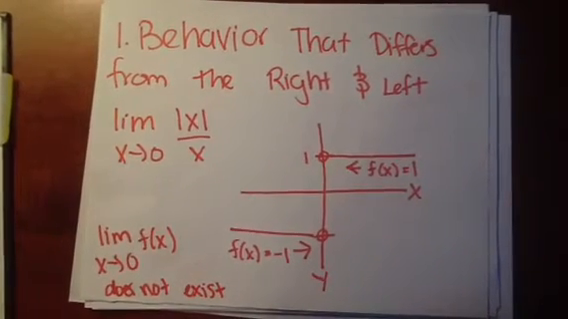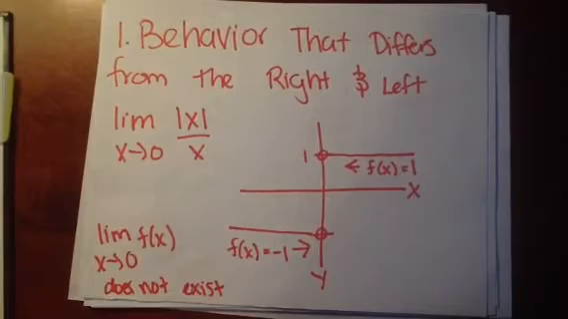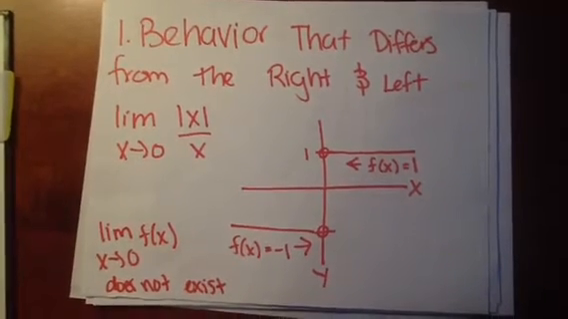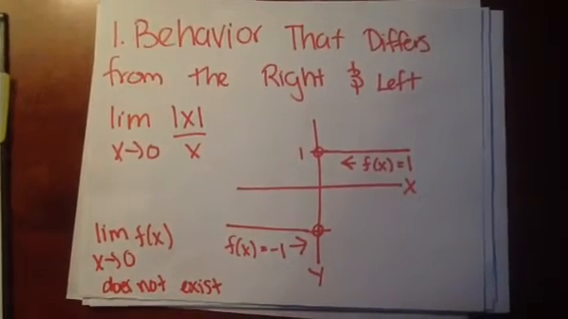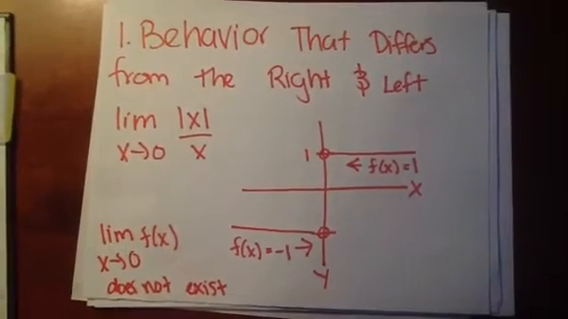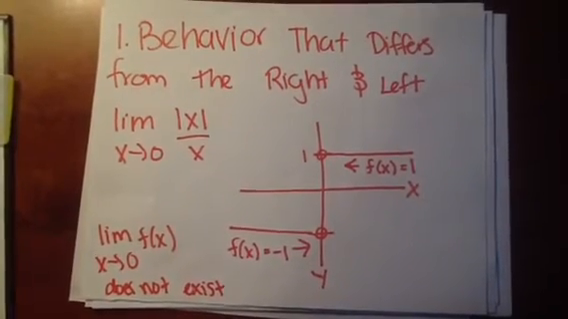This means that no matter how close x gets to 0, there will be both positive and negative x values that yield f of x equals 1 and f of x equals negative 1. Therefore, we can conclude that this limit does not exist.